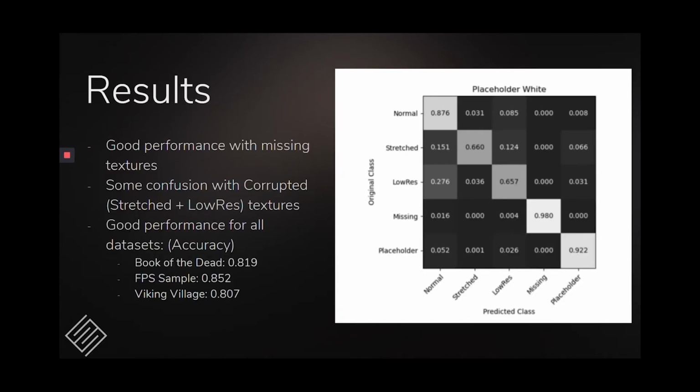After training the model, we display in this slide the best performing model. On the right, the confusion matrix shows the classes for which the model performs best, these being missing textures, both missing and placeholder. On the other hand, we can see some confusion with corrupted textures. This agrees with the fact that these are also difficult for humans to recognize.